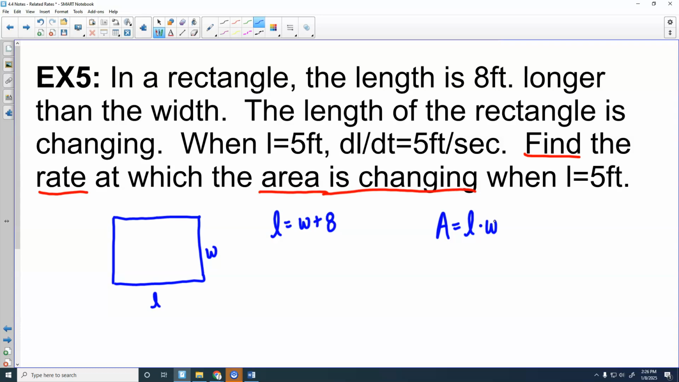Now, you may not want to write this next part down. Here is the problem. If I take the derivative of this equation, and again, we'll go over this even more later, I'm just trying to get you a little bit introduced to it. If I take the derivative of this with respect to t, I get dA/dt. That's what I'm trying to solve for, because it's the rate that the area is changing. That's going to equal L times dW/dt plus W times dL/dt.